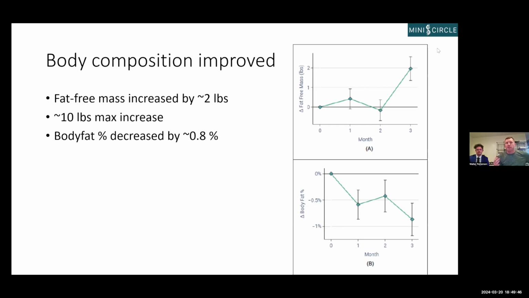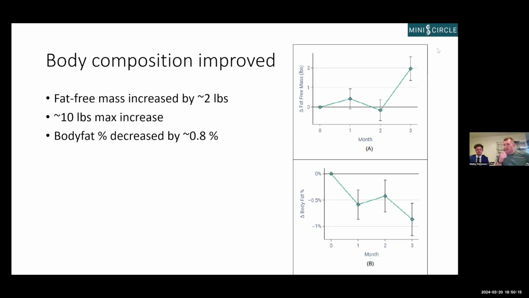Participants were not selected for their physical activity. These are really normal people. And the increase in fat-free mass was really robust across groups, which I'll show in a second. We also saw up to a 10-pound maximum increase, which is a little more consistent with results that a lot of people would hope to get from a therapy like this. Additionally, body fat percentage decreased by about 0.8% on average.